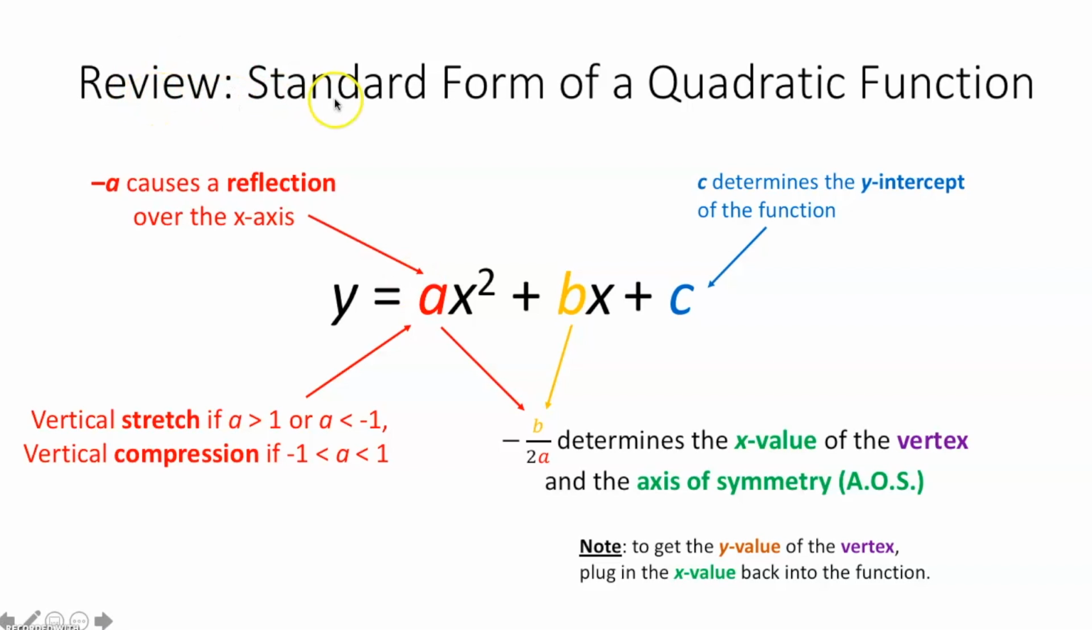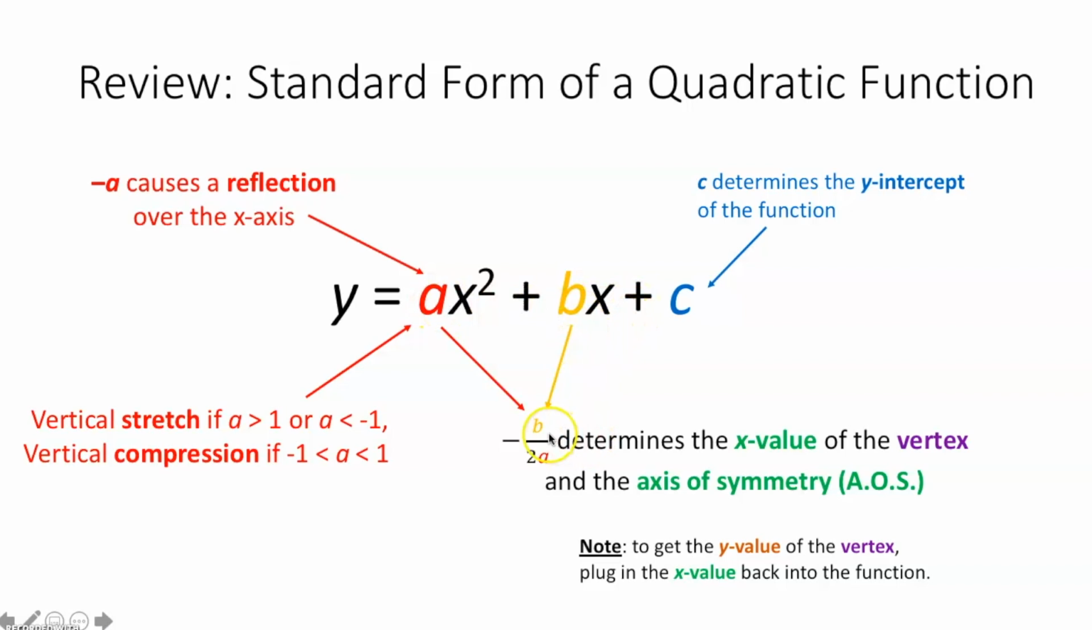Now, we're going to review standard form of a quadratic function. We talked about this a little bit so far. Remember, your a value, if it's positive, you have a parabola that opens upward. If it's negative, it causes a reflection over the x-axis, which means your parabola opens downward. If your a value is greater than 1 or less than negative 1, so 2 or negative 2, 100 or negative 100, your parabola is going to be stretched. It's going to be thinner than it usually is. Whereas if your a value is between negative 1 and 1, then you know that your parabola is going to be compressed. It's going to be flatter than it usually is. And note that a cannot equal 0 in a quadratic function. Otherwise, it's no longer a quadratic function.